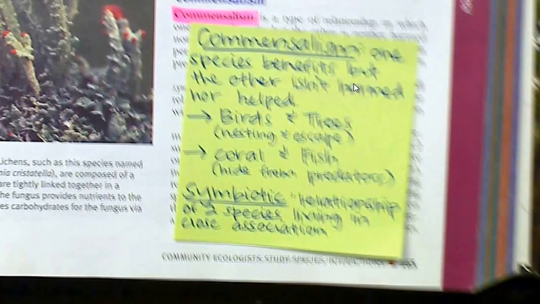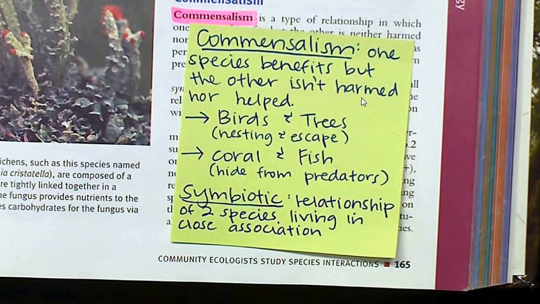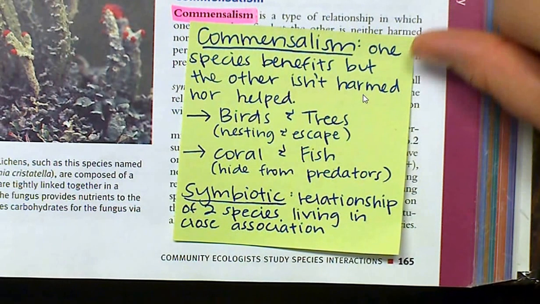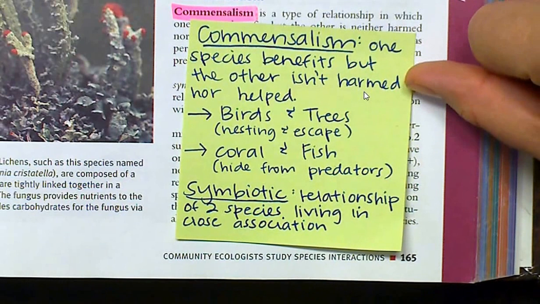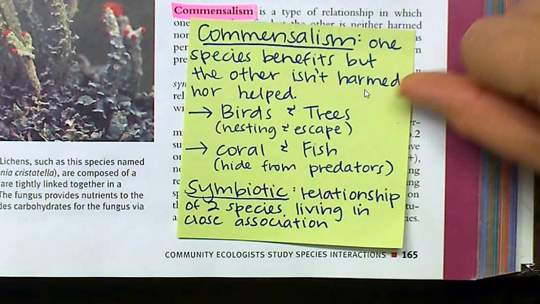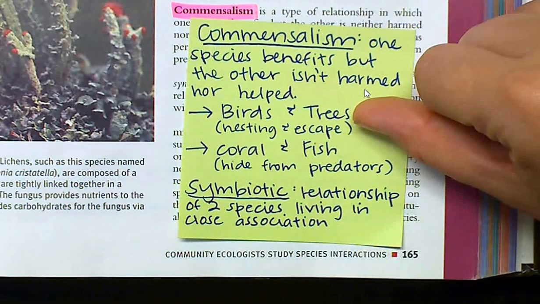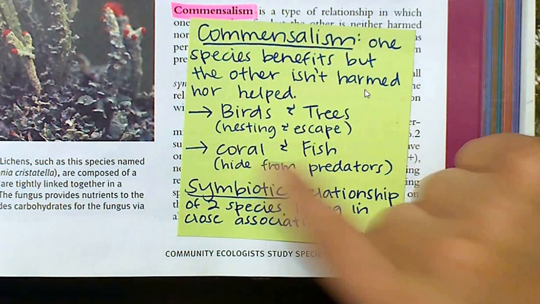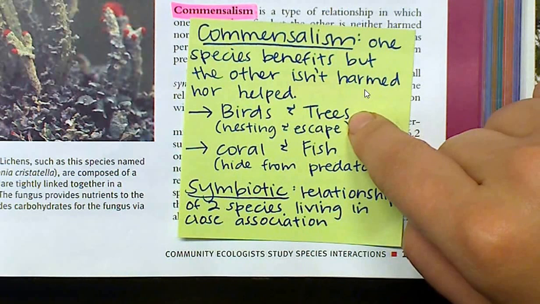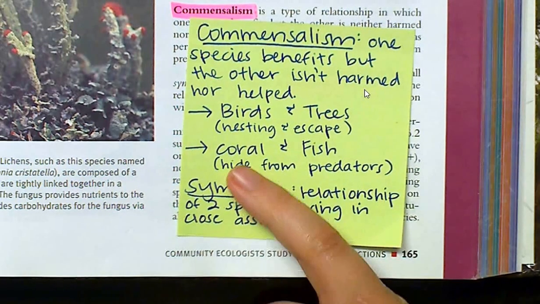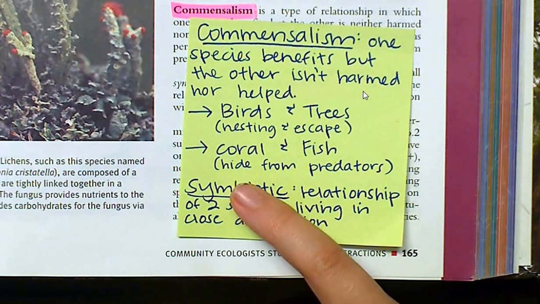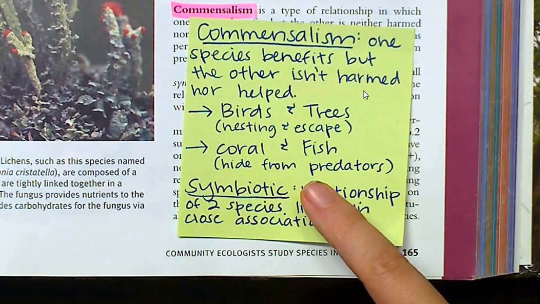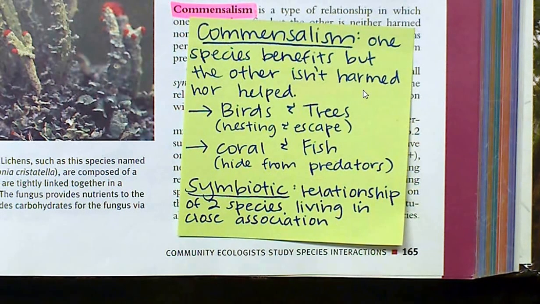All right. Next, we have commensalism. Commensalism is where one species benefits, but the other isn't harmed nor helped. Okay. An example of this is going to be birds and trees. Birds get nesting areas and escape from predators, and the trees are not affected in any way. Coral and fish. The coral provides a hiding place from predators for the fish, and the coral are not harmed because most fish species do not eat coral.